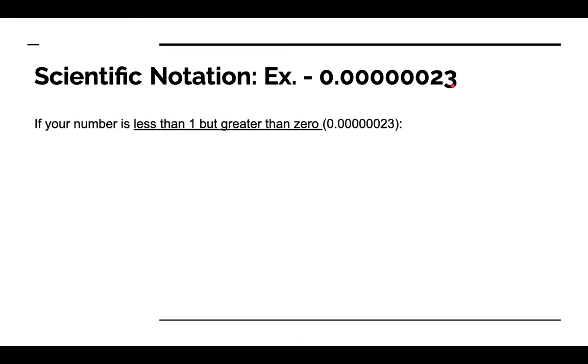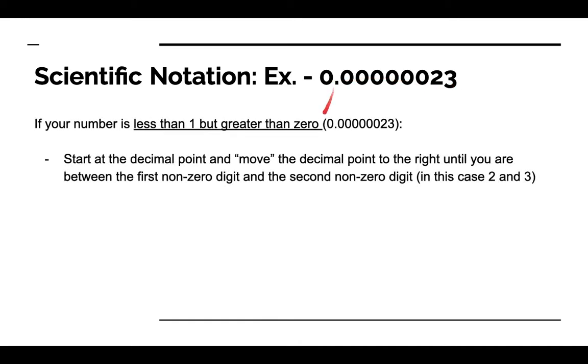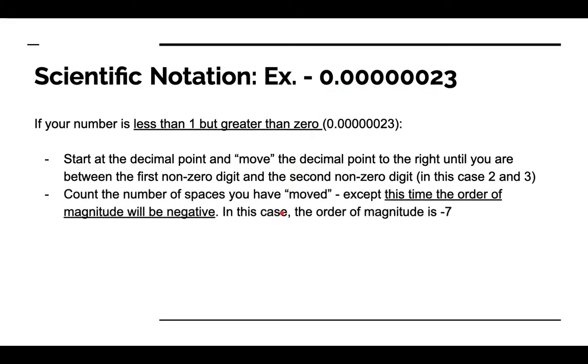Now let's look at a number that's less than 1, okay? So if I have 0.00023, 6 zeros followed by 2, 3, what we're going to do is start at the decimal point and move the decimal point to the right until you're between the first non-zero digit and the second non-zero digit. In this case, that would be 2 and 3. We're going to count the number of spaces you moved, except this time the order of magnitude will be negative.